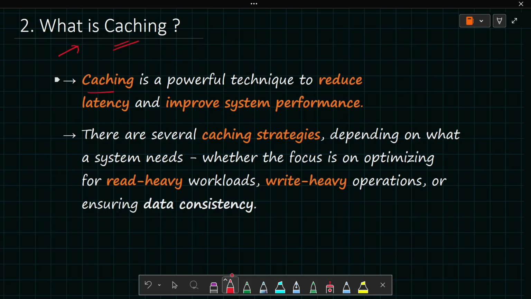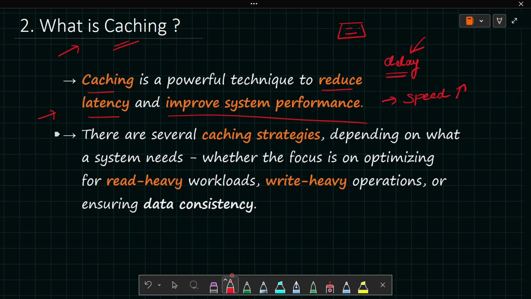So caching is a powerful technique which is used to reduce the latency, and it is used to improve the system performance. So you are reducing the delay, right? Not each and every time you are going to the database, you are just reading from the cache. So you are actually reducing the delay, hence you are reducing the latency as well, and you are improving the system performance by improving the speed. So you are actually increasing the speed.